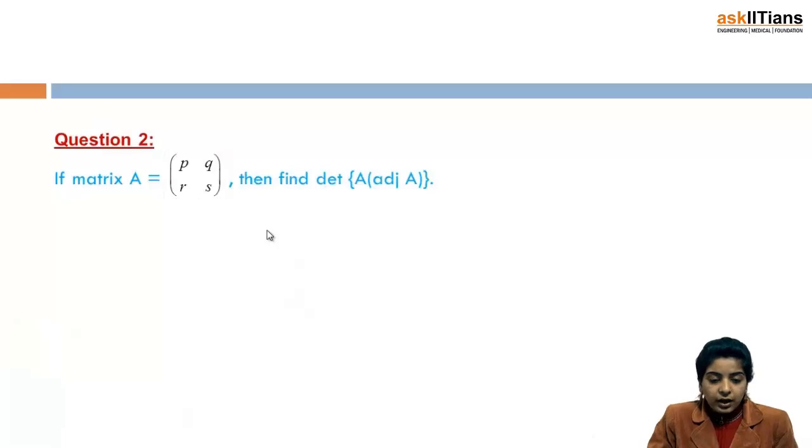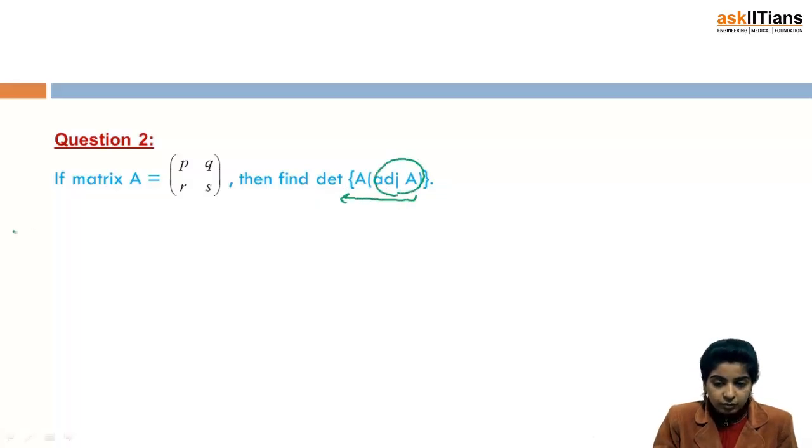Next question that we have here is, if a matrix A is equal to PQRS, then find determinant of A of adjoint of A. So in this type of question, what you will do is always try to compute this way. So first of all, I'll find out the adjoint of A, because you are supposed to compute the value of determinant of some particular value. Unless and until you have this value, you cannot compute the determinant, right? So first of all, we find out the adjoint of A.